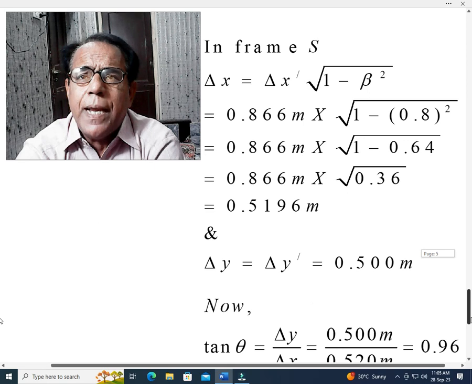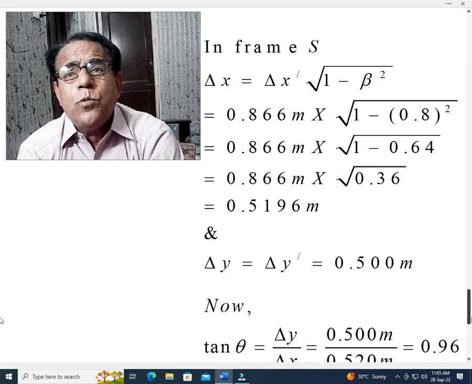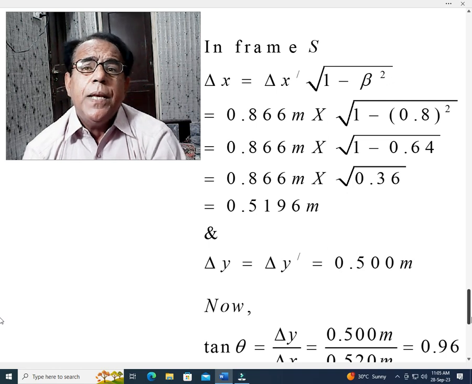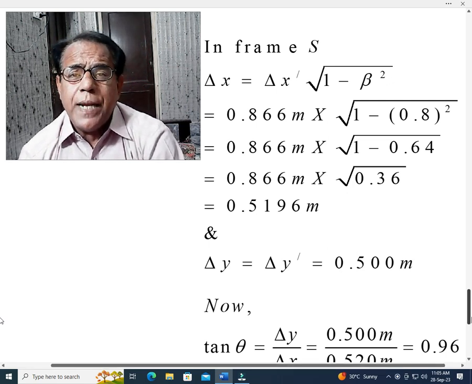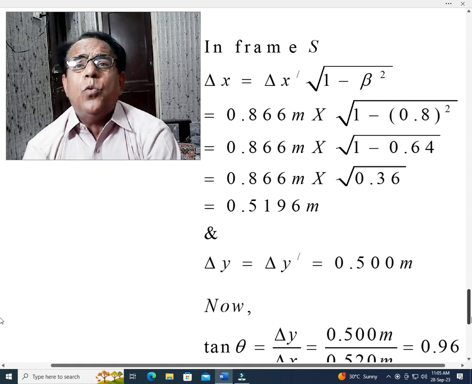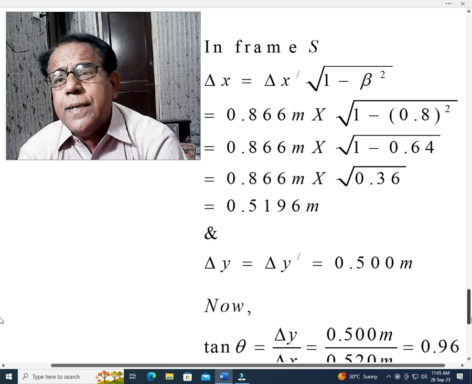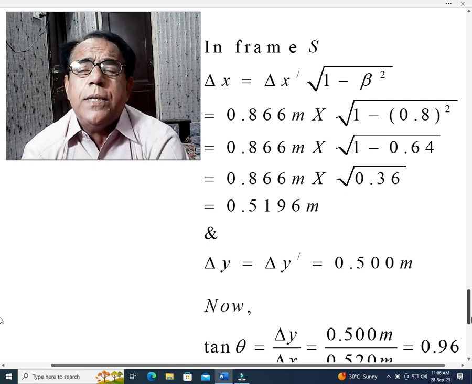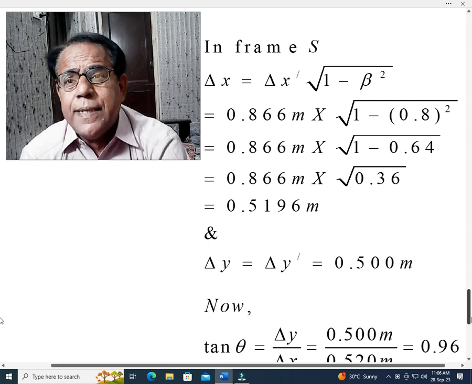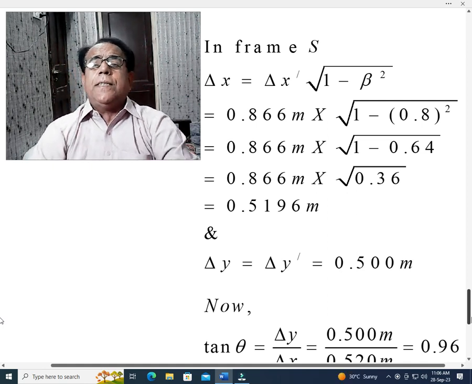Now we come towards frame S. In frame S, rules of relativity, rules of Lorentz transformation will be applicable. So delta x is equal to delta x dash into square root of 1 minus beta squared. Value of delta x dash we have calculated in the previous part of this problem, which is equal to 0.866 meter, into square root of 1 minus beta squared. Beta, that is v over c, is provided in the statement, which is equal to 0.8.